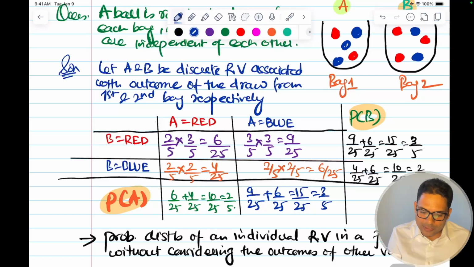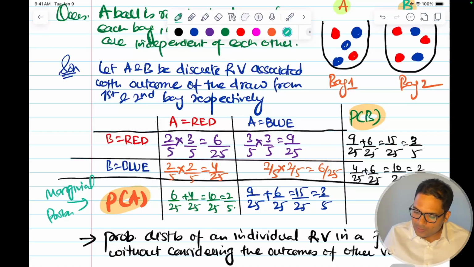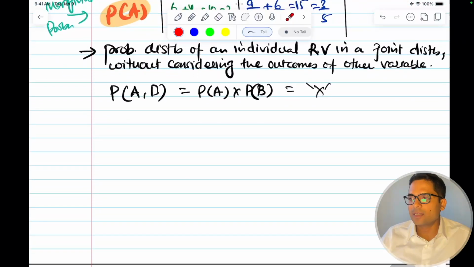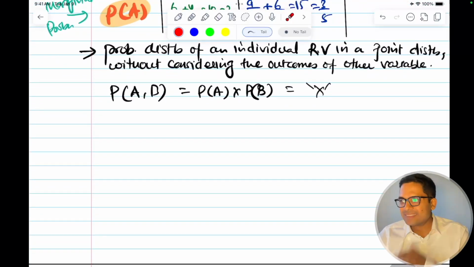And all these sections here, this is your marginal probability of A. Here it is marginal probability of B. With this, I think it should be pretty much clear what marginal probability is. Now let's move on. Let's write down the formula and it will formalize it more clearly.